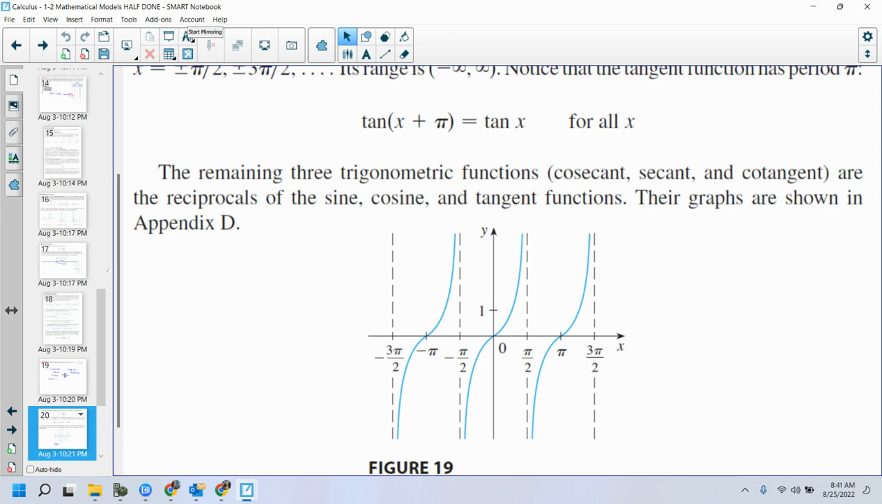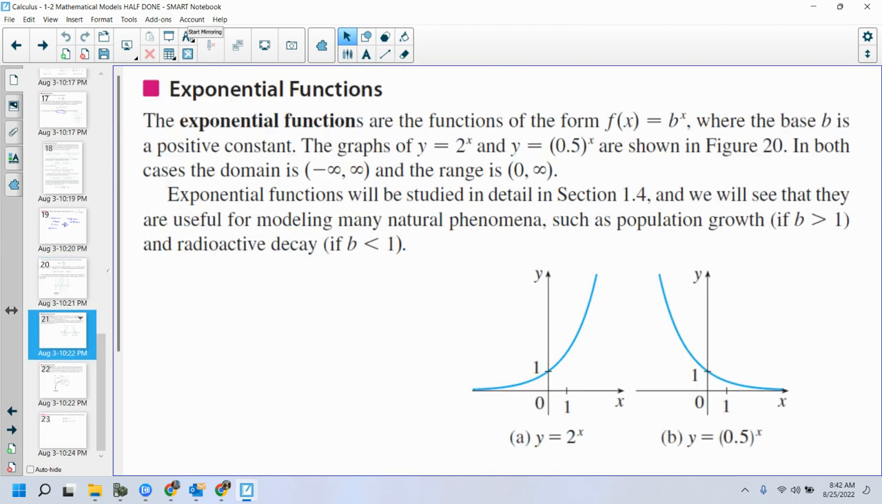The remaining 3 trigonometric functions, cosecant, secant, and cotangent, are all reciprocals of sine, cosine, and tangent functions. Their graphs are shown, they say in Appendix D, but they're later on in the book. Okay, two more types of functions to talk about, exponential and logarithmic. We will spend an entire section later on in chapter 1 going over the exponent rules, and then an entire section discussing the logarithmic rules as well. That'll be sections 1.4 and 1.5.